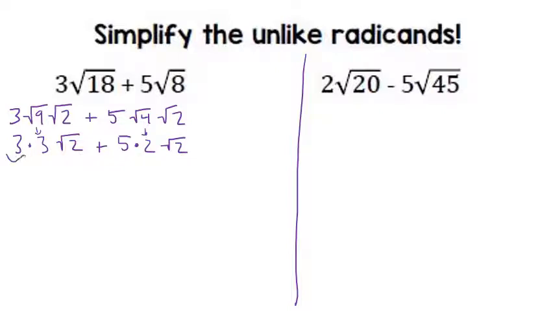I can now multiply the constants. 3 times 3 is 9. Bring the root 2 with. Plus 5 times 2 is 10. Bring the root 2 with.